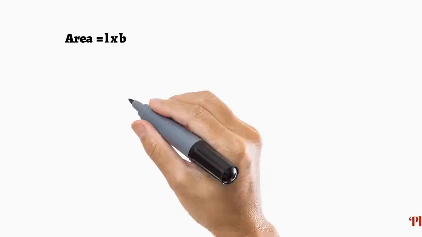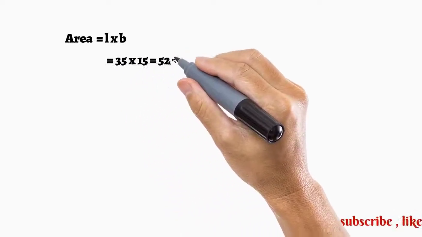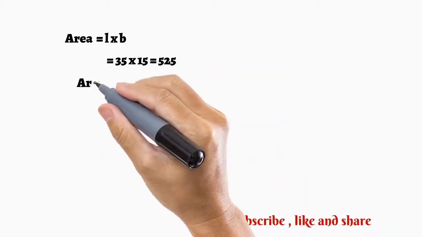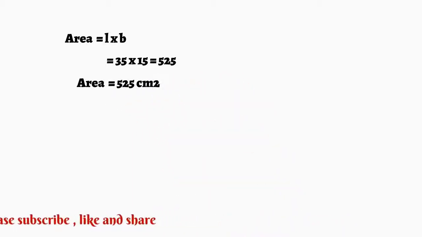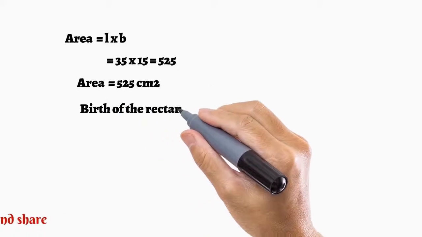Then area A equals L into B. Give the values from top. Is equal to length 35 into breadth 15. Is equal to 525. So area is 525 centimeters square. And breadth of the rectangle is 15 centimeters.